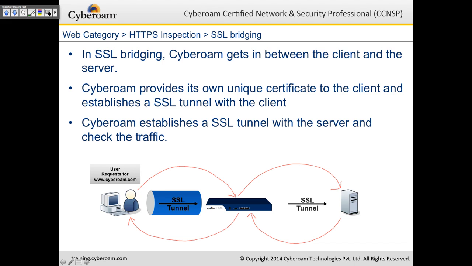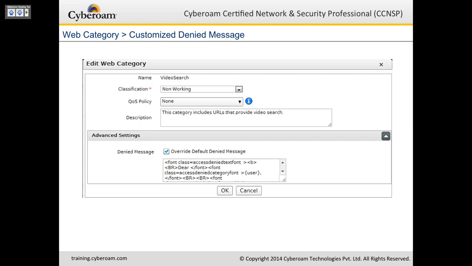In order to enable SSL bridging in Cyberoam, you have to enable HTTPS scanning in the firewall rule from whichever zone you are traversing. If your user is in the LAN, you have to enable HTTPS scanning in the LAN to WAN rule. If your users are on the DMZ or in any other custom zones, you have to enable HTTPS scanning on that particular zone. We've got a customized denied message in Cyberoam as well.